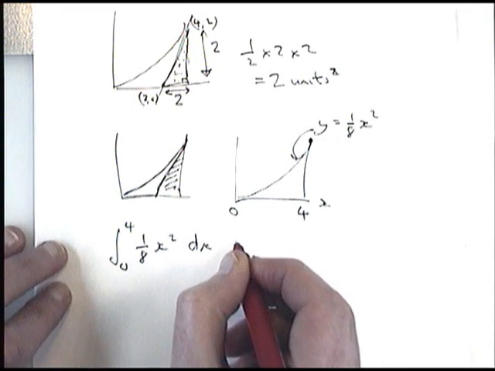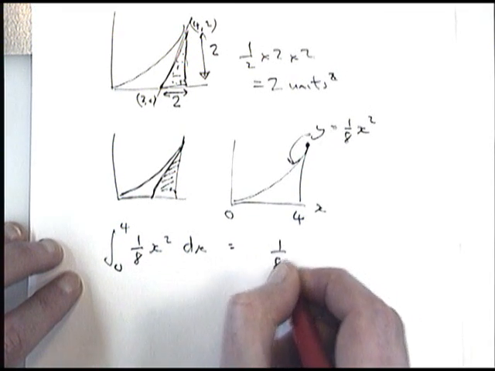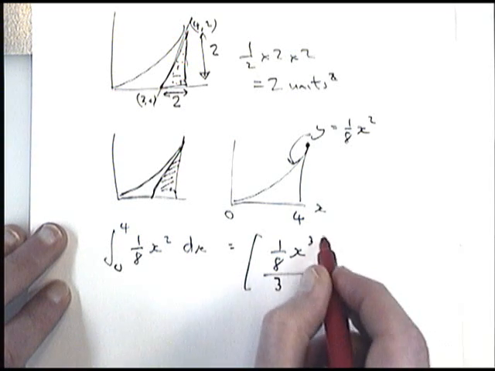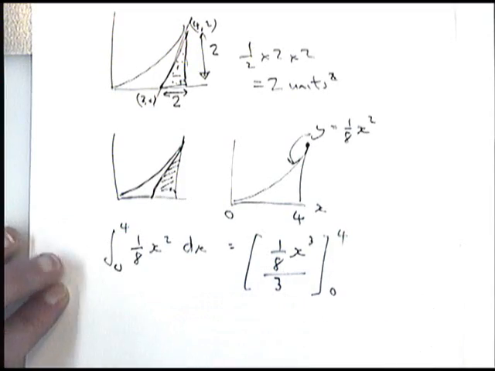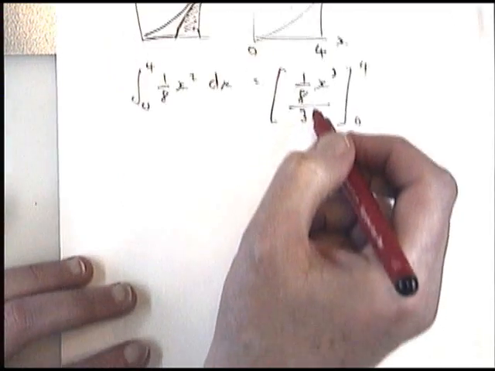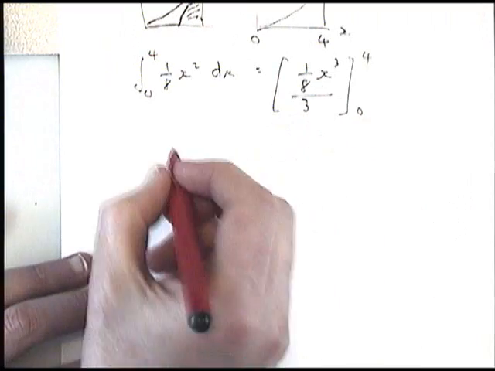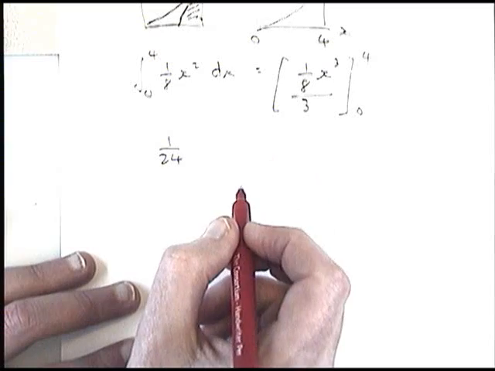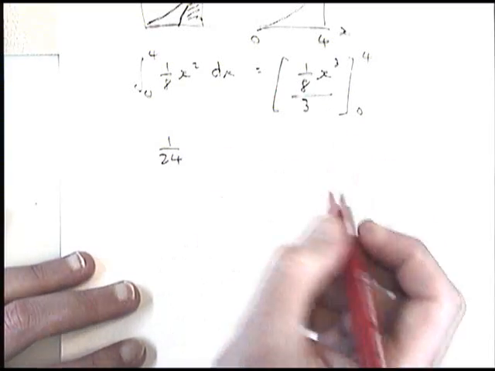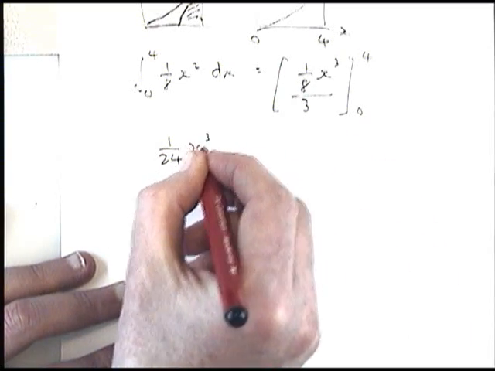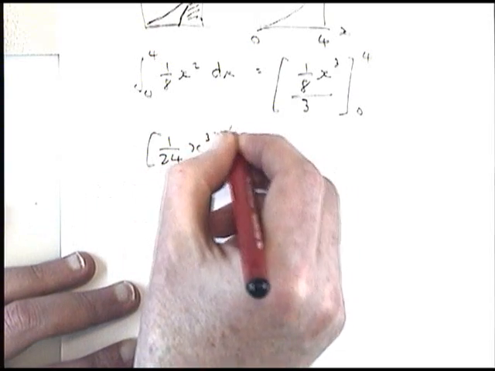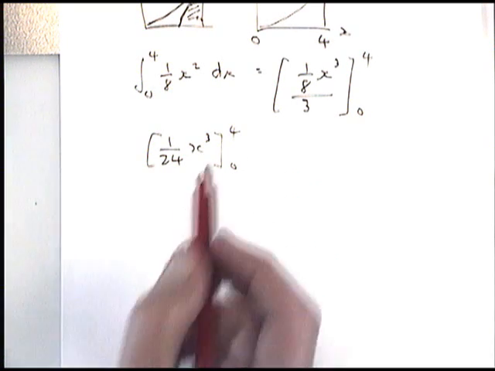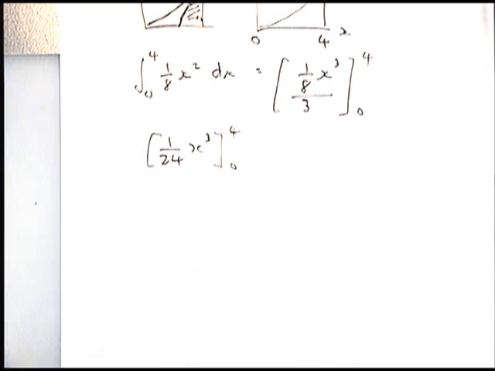Okay. When you integrate, you add 1 to the power, so that becomes a 3, and you divide by the new power, and I've got to do that between 4 and 0. Don't worry, it's a triple decker fraction here. 1/8 divided by 3 is 1/24. Okay, you can just multiply those numbers together. 1/3 of 1/8 is 1/24. So I've got this 1/24 x cubed. I'm integrating it between 4 and 0. Remember, that means I replace the x by a 4, and then I replace the x by a 0.